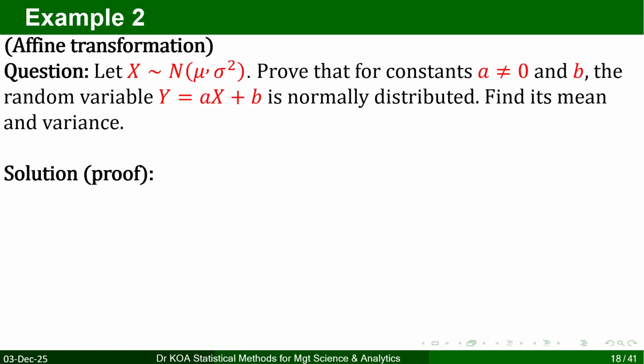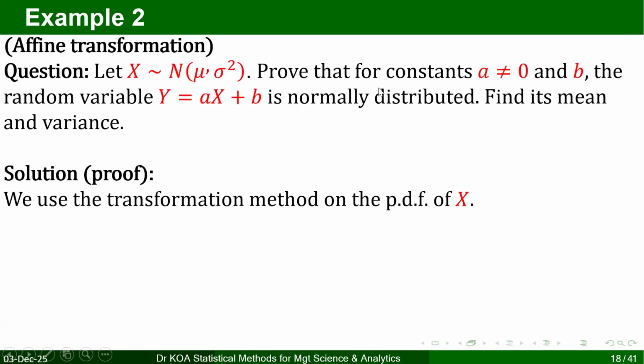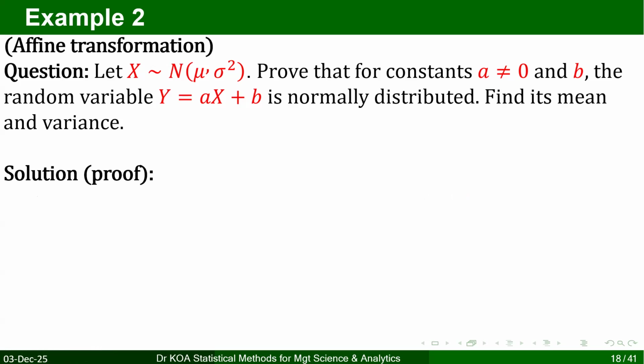Okay, so because the normal distribution curve exhibits that affine transformation, we are going to check something. If we say that X is normally distributed with a mean of mu and a variance of sigma squared, how do you prove that for constants A, which is not 0, and B, the random variable Y, which is A times X plus B, is also normally distributed? Now, when you look at this very thing, it reminds you of what?